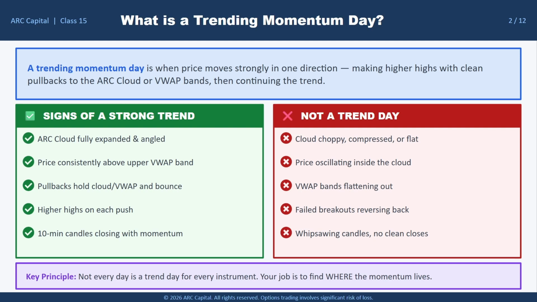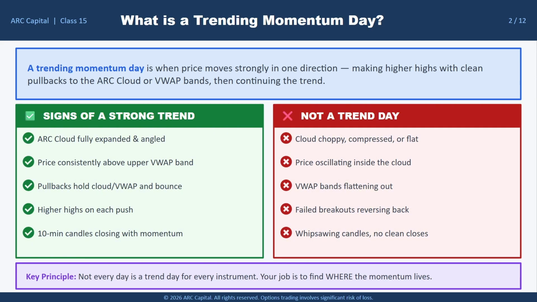And then you have whipsawing candles, no clean closes. I was just saying, when you see, let's say, a massive sell-off under the bottom VWAP band, and then it comes back up in the next candle and tests the top VWAP band and closes above, stuff like that is just stuff that you want to stay away from, guys. It causes too much emotion, especially in the options market, right?